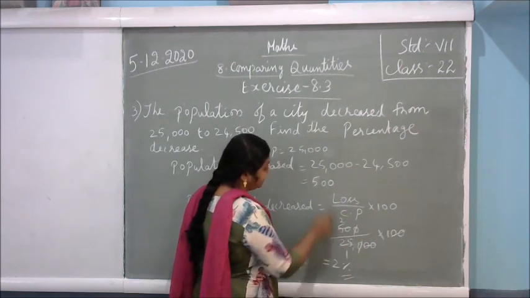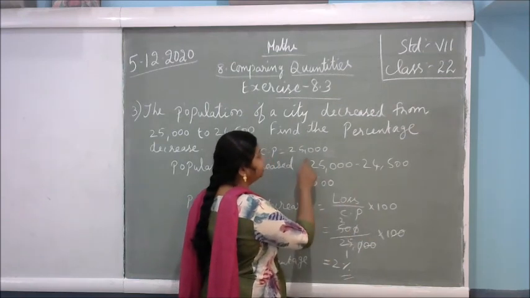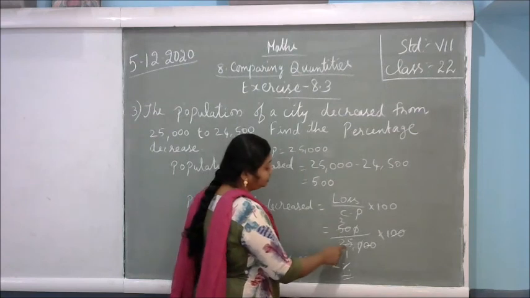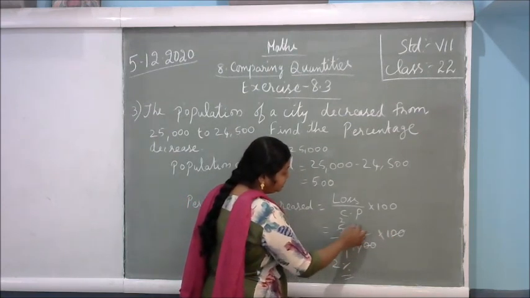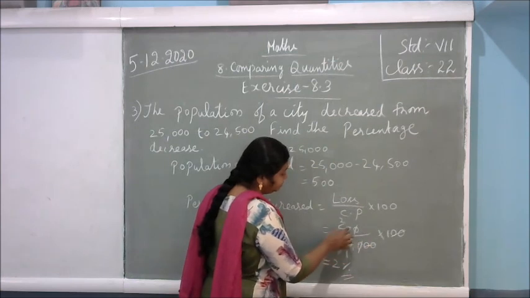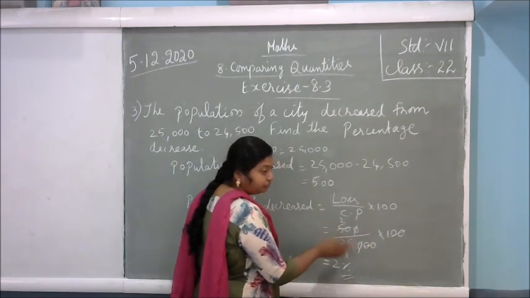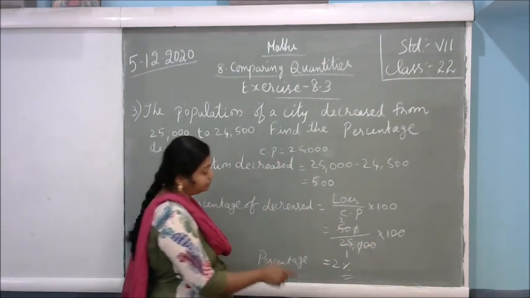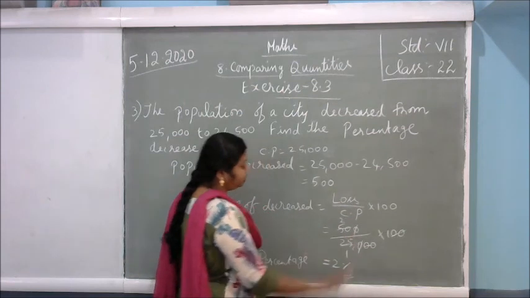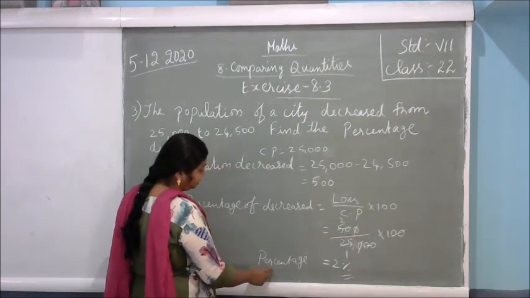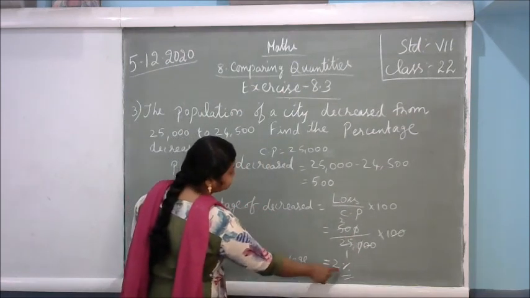So loss is 500, 500 divided by CP, which I said is 25,000. That 25,000 you should write into 100. 2 zeros will go, here 1 0, here 1 0 will go. So 50 and 25, both will go in the 25 table. 25 twos are 50, so 2 divided by 1. 2 divided by 1 is nothing but 2. So what is your percentage of decrease? 2%.